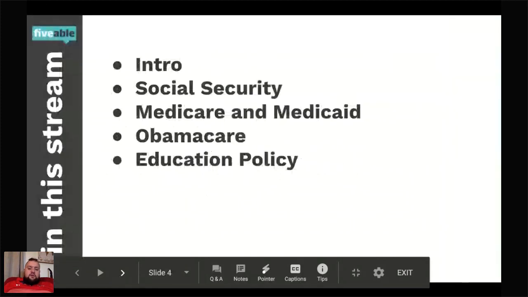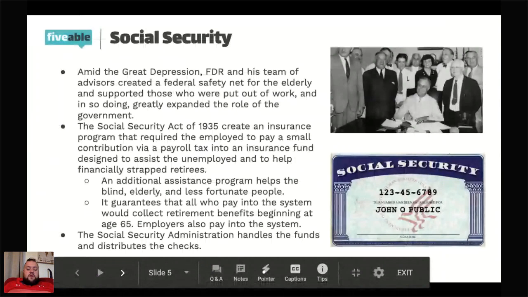So first, tonight we're going to look at Social Security, Medicare and Medicaid, Obamacare, and some of the big education policies that you need to understand. So let's jump into Social Security, okay?